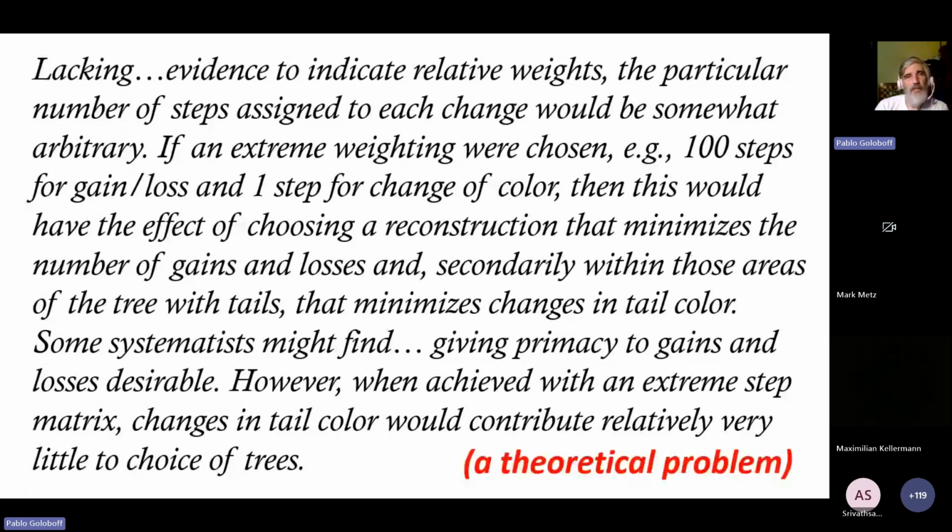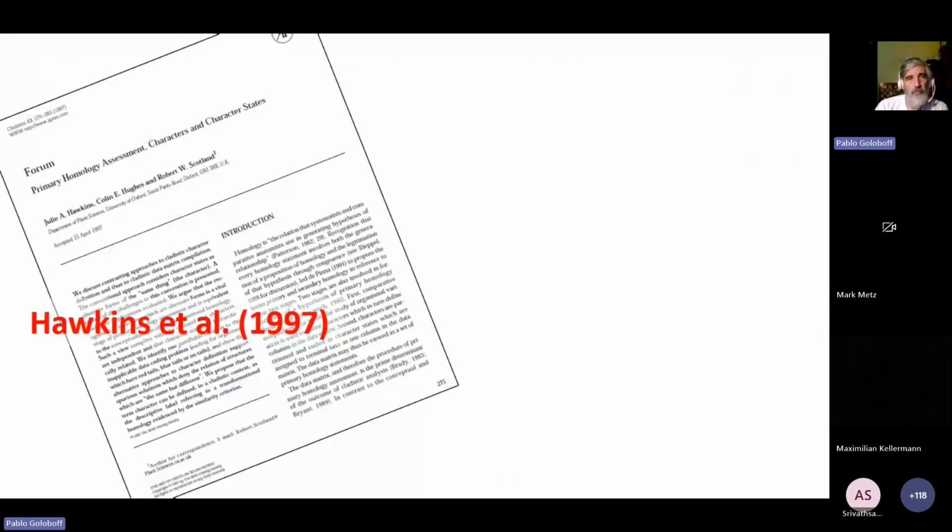And this would be a theoretical problem of applying step matrices in Madison's view. Okay, so this is a summary of Madison's 1993 paper. It was a pretty good paper, especially considering the times. Madison at the time had already programmed McClade, so he knew very well how algorithms for optimization work. He had a pretty good understanding of phylogenetics.